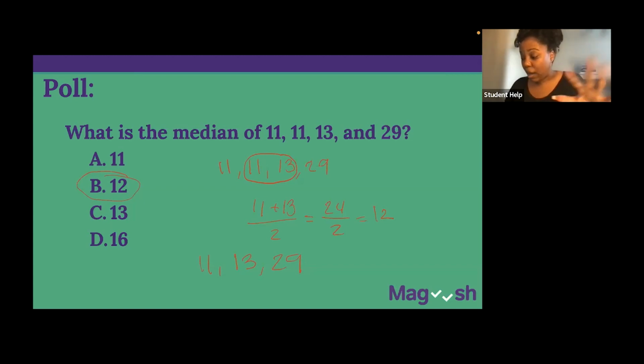So again, looking back at the same example, if you had 11, 13, and 29, then the few of you, I think it was 3 or 4 of you guys, who thought it might have been 13, it would be 13 because you have an odd number here. So you can just take the number in the middle. Okay. So just keep that in mind because the test will try to trick you on that concept.